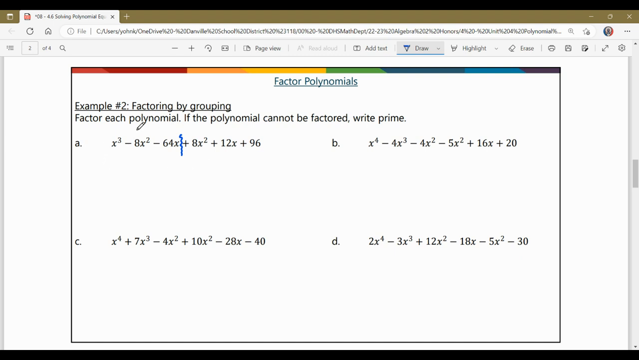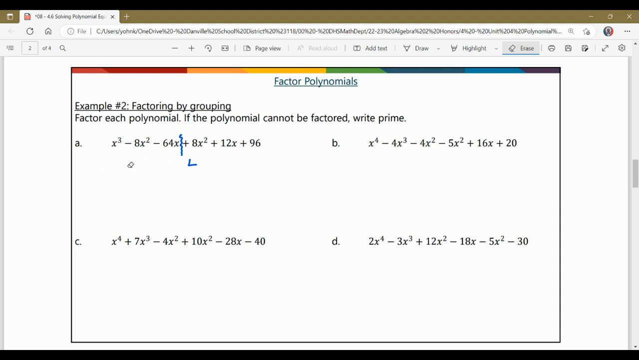So if I take a look at the first half of the problem, I see there's an x in common. I can take it out, so that leaves me with an x squared, a minus 8x, and a minus 64. If I look at the last half, it looks like there's a 4 in common. So I can take a 4 out, and that leaves me with 2x squared plus 3x plus 24. Well, the stuff in the parentheses is not the same. So that means that I need to do some rearranging so that I can try the problem again.